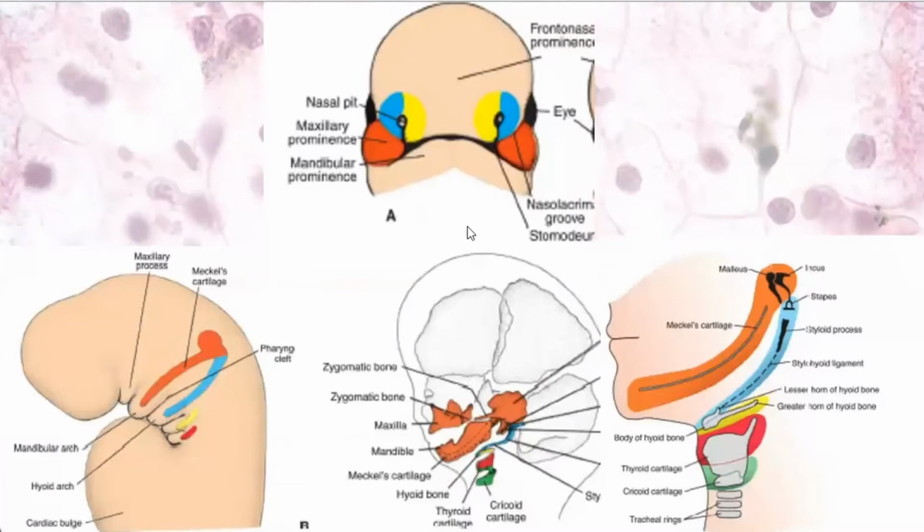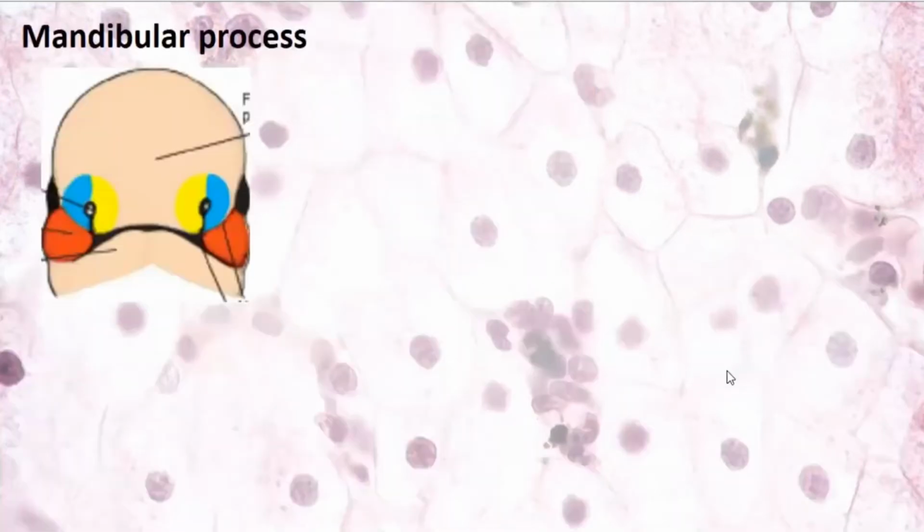And let's look at development of mandibular process. The first one, and we can see here the development of Meckel's cartilage. Here we can see this cartilage. It forms the base of mandibula. It will be mandibula of the embryo.